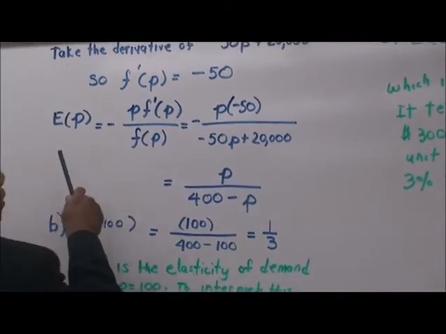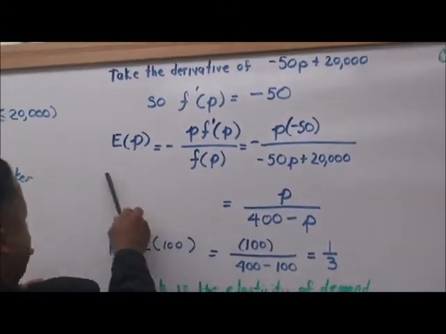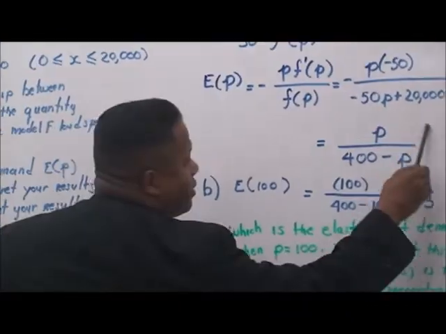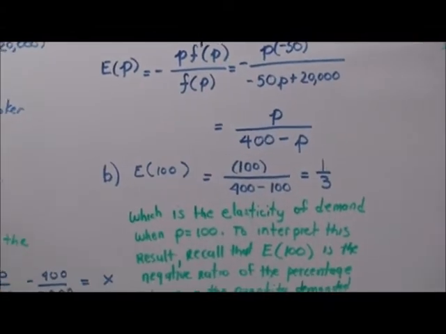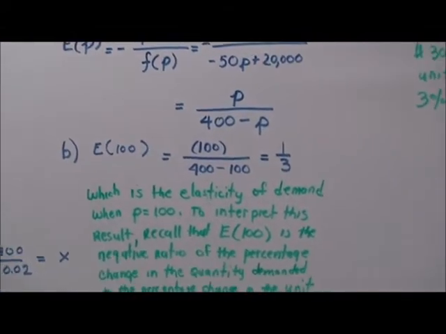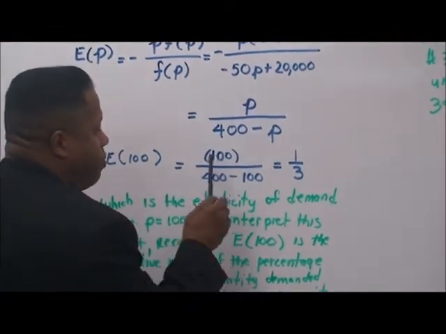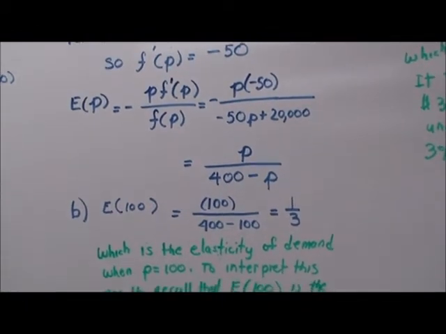After we do this and find out what this is, this is the elasticity of demand. This is A, so we're done with A. Now we're going to B, where we're going to plug in 100 for P. And when we plug in 100 for P, we get 1/3. So let's interpret the results here.